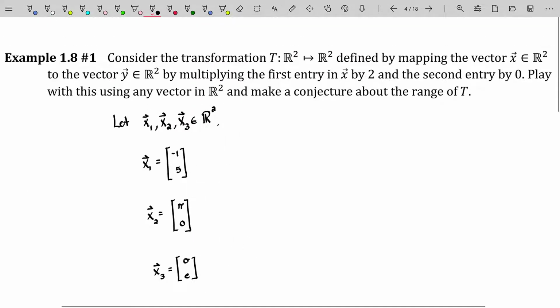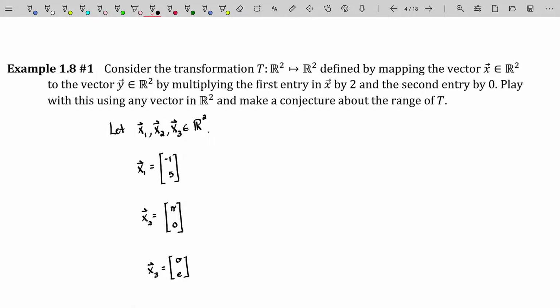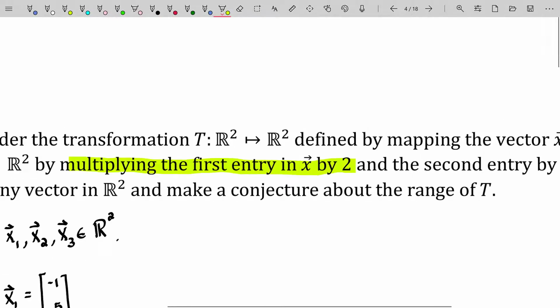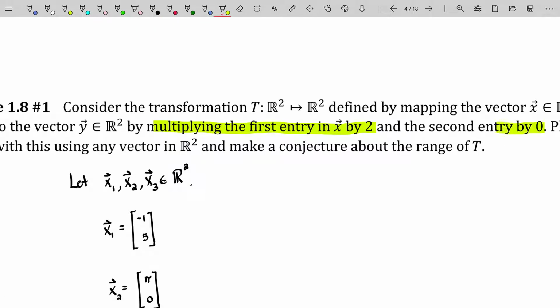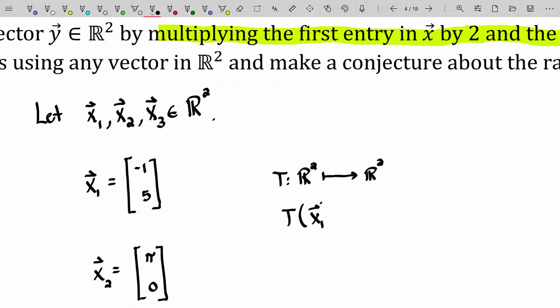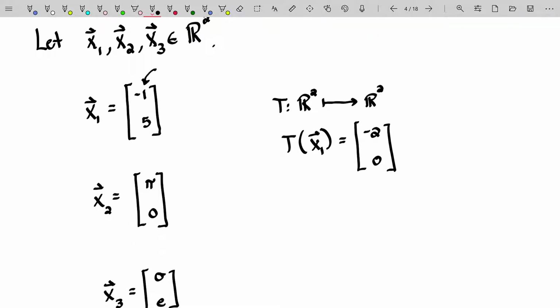All right, the mapping does the following. It takes that first entry in x and multiplies it by 2. And then it takes the second entry and multiplies it by 0. Showcasing the mapping, we'll say it's the mapping T that takes, well, we already know what it does. It takes R squared and maps it to R squared. But let's see what T does to x sub 1. Well, it's going to take double the first entry and 0 times the second entry. All right, well, I don't see a pattern there, but let's go ahead and continue forward.